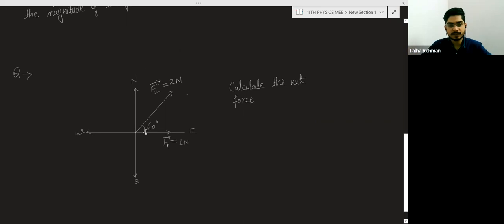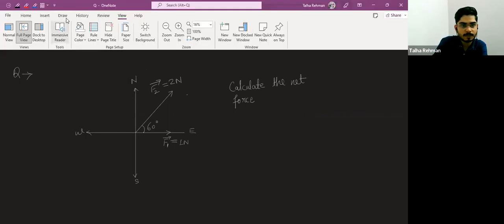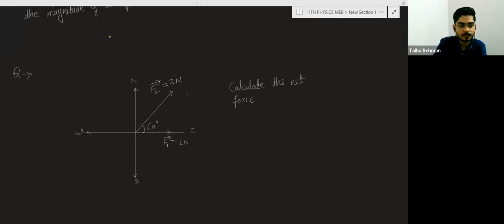So basically, one vector is this, another vector is this. Magnitude of both the vectors is given, and both the vectors are making 60-degree angle with each other. And we have to find the net force. Net force means the resultant vector. So you will apply this formula simply. Resultant vector is given by this formula.